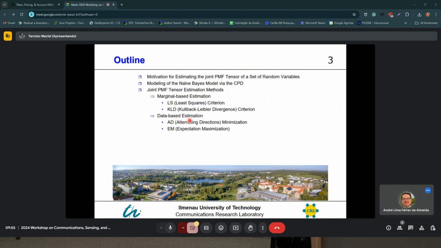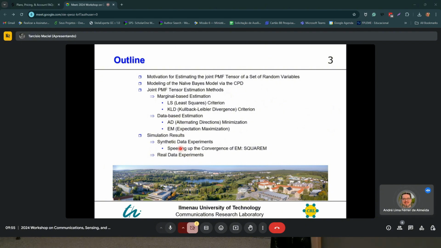Okay, and then we look at some joint PMF tensor estimation methods and distinguish between marginal-based estimation, where we look at two different criteria, and data-based estimation, where again we look at two different algorithms. Then we look at some simulation results, synthetic data experiments, and also real data experiments.